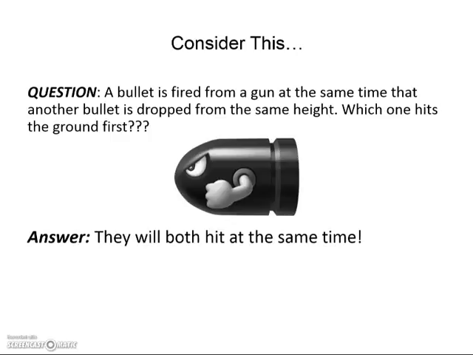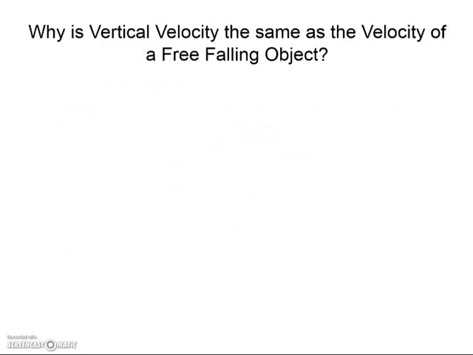Well, the answer is that they'll both hit the ground at exactly the same time. Now, one of them will hit right at your feet, and one might hit a few hundred meters away. However, they'll both hit the ground at exactly the same time. So, even though it sounds ridiculous, it's true, and we're going to have a look at why that is.